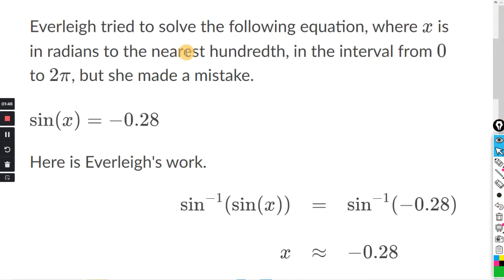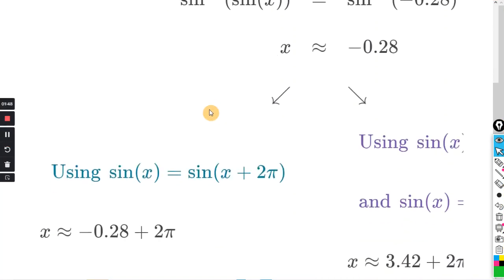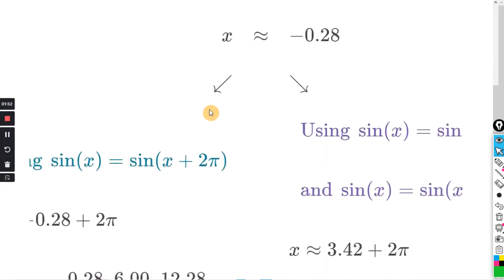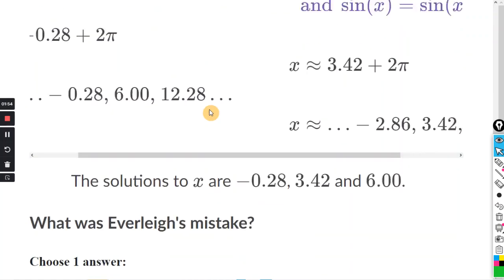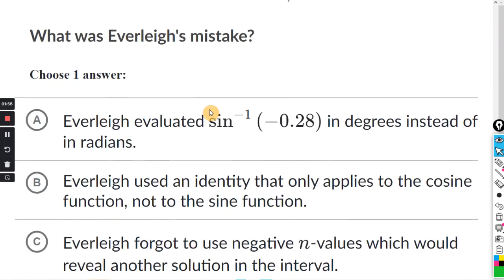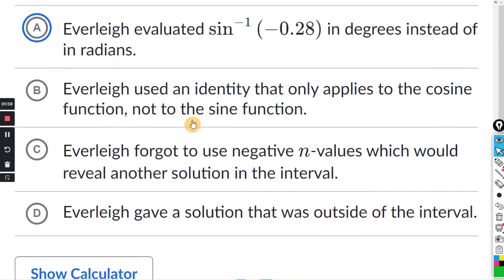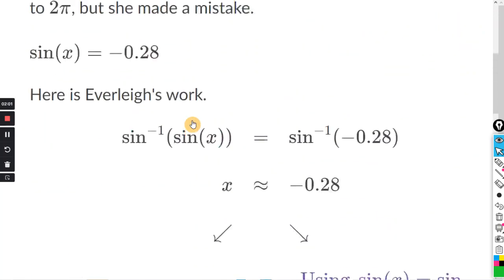All right, there's going to be a short write-up, and there's going to be steps here that the person took in solving the equation, and then they ask where the mistake was. So that's how these problems will go.